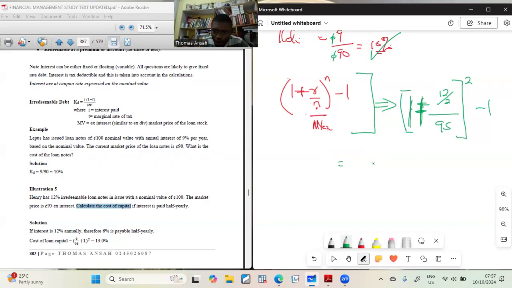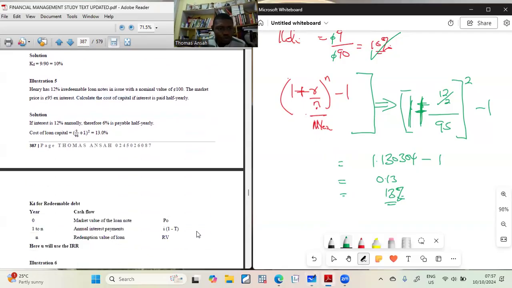That gives me 1.130304 and all that. All minus 1. I have 0.13, 2 decimal places, and that is 13%. So that is what you do. All right. So basically, that is that. So this is how you find the cost of irredeemable debt. All right. It's as simple as that.